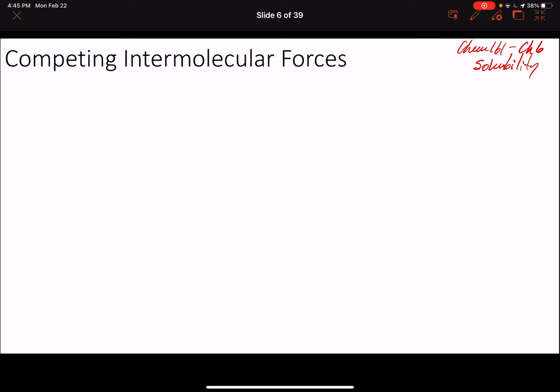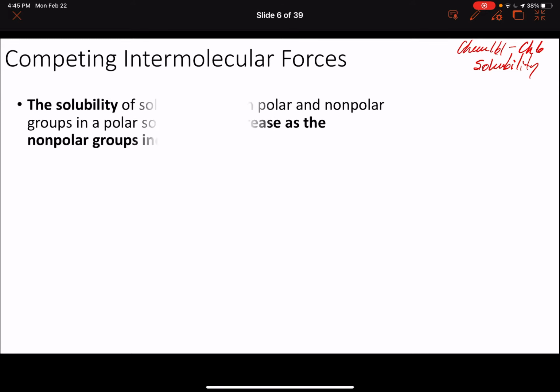So what we have in trying to negotiate properties like solubility, does material dissolve, is the idea of whether or not the solubility of the solute will be compatible with the host solvent. Okay, so the solubility of solutes with both polar and nonpolar groups in a polar solvent will decrease as the nonpolar groups increase.